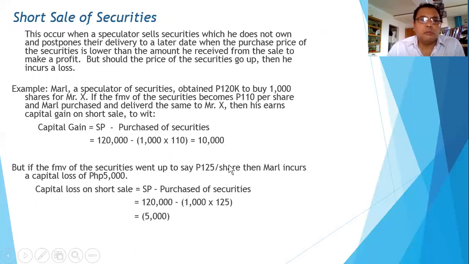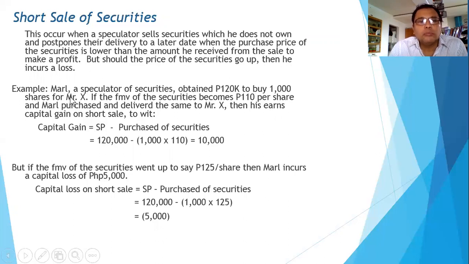For example, Mr. Marl, a speculator of securities. Actually the story is, to make it understandable, Mr. X gave Marl 120,000 pesos in order that Marl will buy 1,000 shares. No? So we don't know what company these 1,000 shares are. Let's say, for example, shares from PLDT. No?